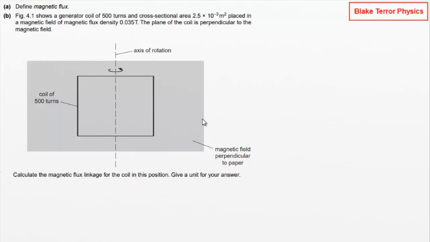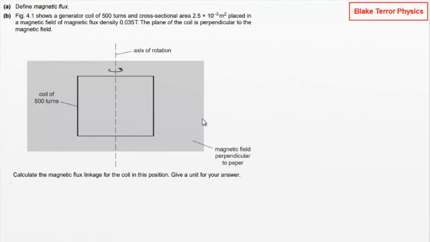Hello, continuing on with magnetic fields questions. We start here by defining magnetic flux, which we've done many times before. To contextualize, magnetic flux through a surface is the magnetic flux density perpendicular to that surface multiplied by the surface area. So I won't write that one out. We've done it many times.